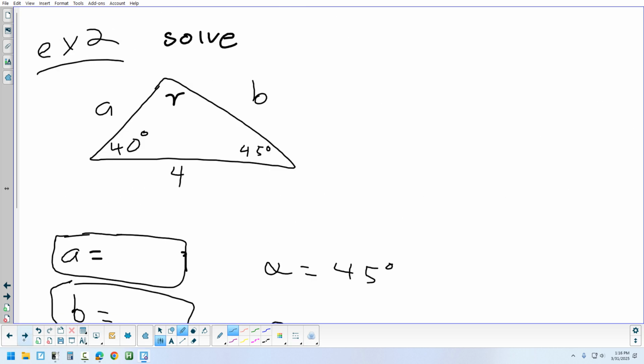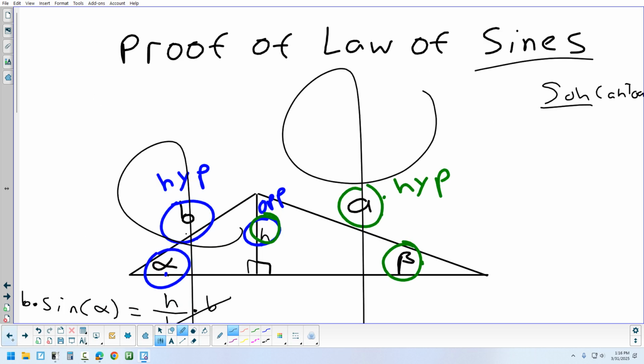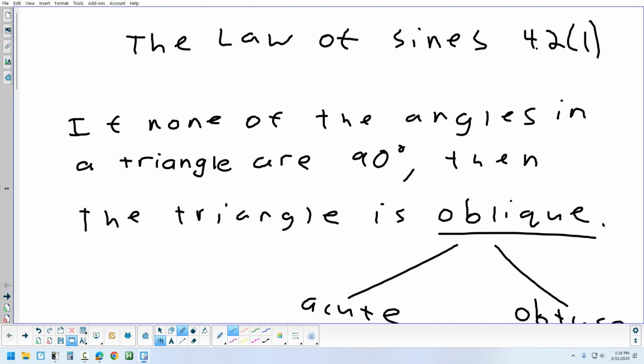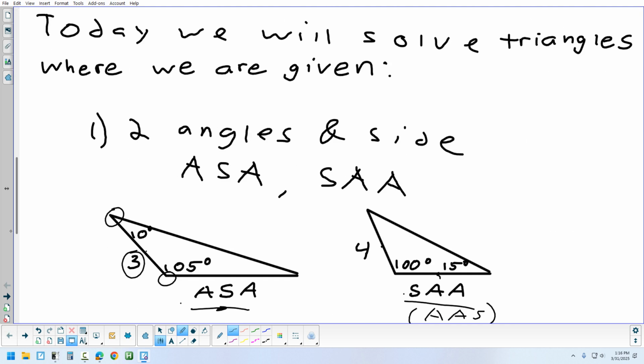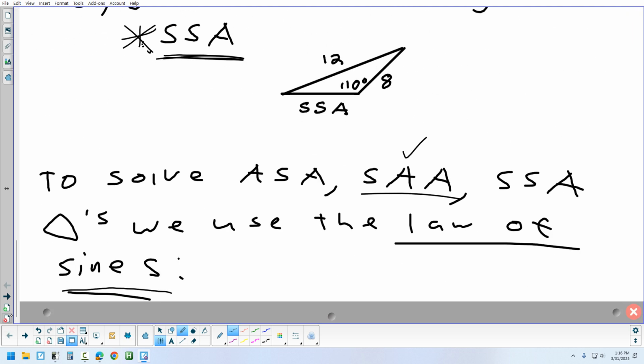Now, let's try this one. This time they gave you a diagram already. Again, using 3 letters. Can somebody tell me what kind of triangle that is? And then we'll check. Angle, side, angle. So go back and check your list, see if that's one of the three types. Yep, angle, side, angle, right there.